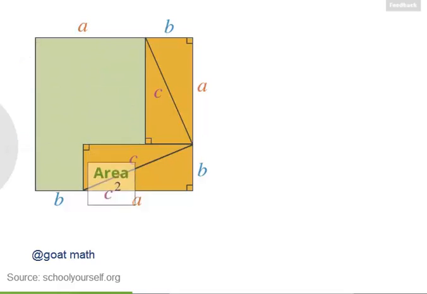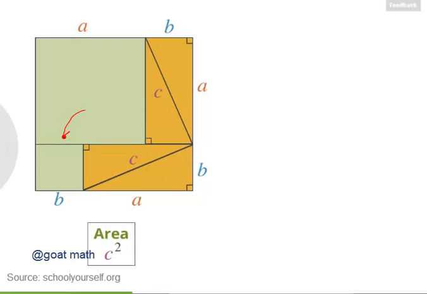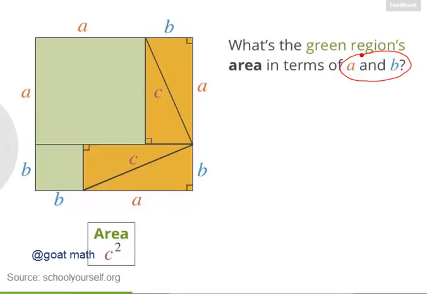Now the area of the green region is still c squared, but let's find another expression for the green area. We'll do that by drawing in a line over here. Notice that we've split the green region up into two squares. This top square has side length A, and this bottom square has side length B. So in terms of A and B, what's the total area of this green region?